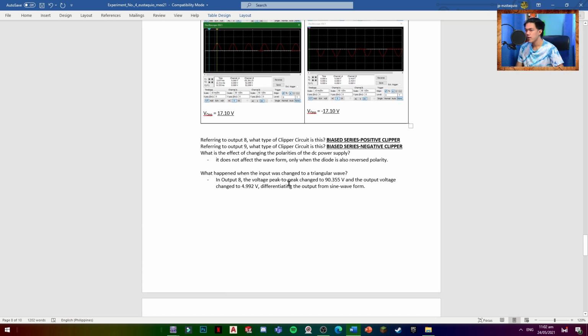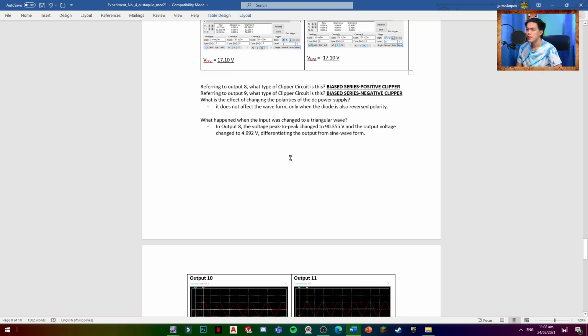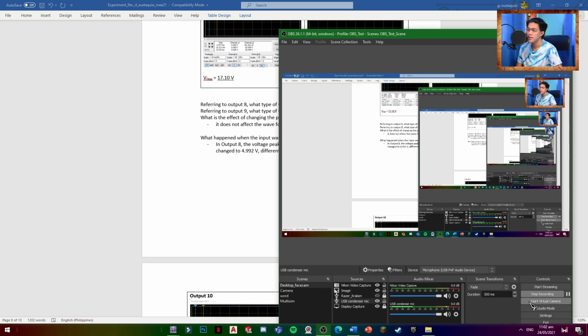So what happened when the input was changed to a triangular wave? In output number 8, the voltage peak to peak changed to 90.355 volts, and the output voltage changed to 4.992 volts, differentiating the output from the sine waveform.